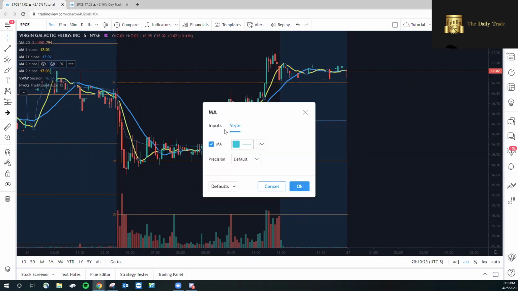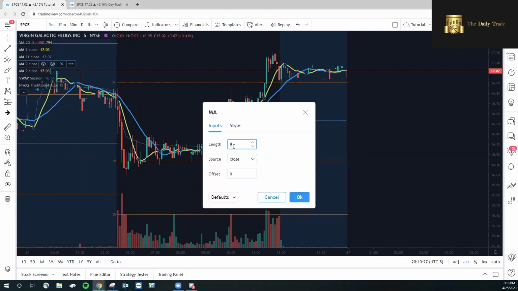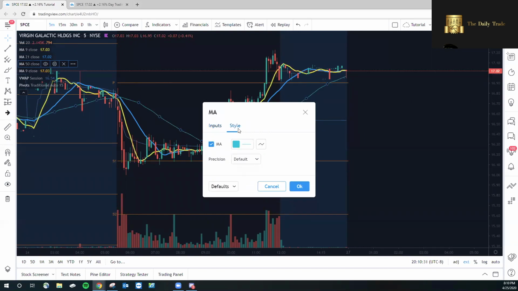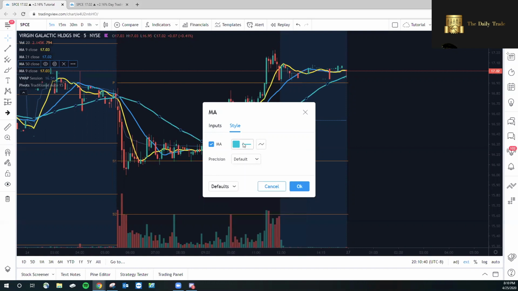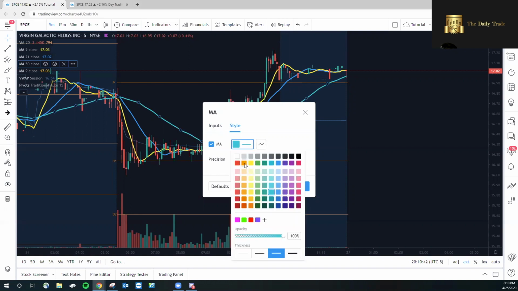And then for our next one, in our input, we're going to put 50. And this is huge. All right. I'll explain in just a moment when we get to our next one why it is a bigger one to look for. So we're going to have this as a third. And I'm going to change the color for this one to an orange.